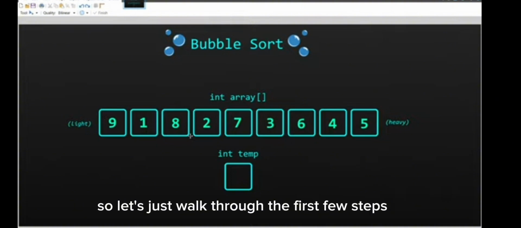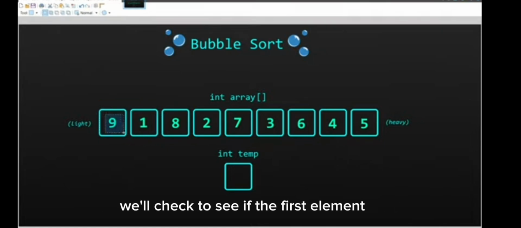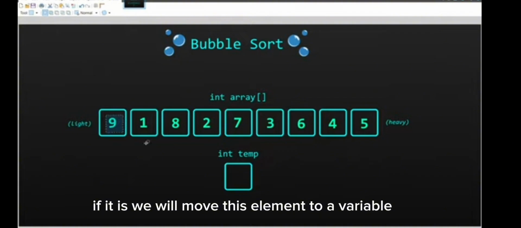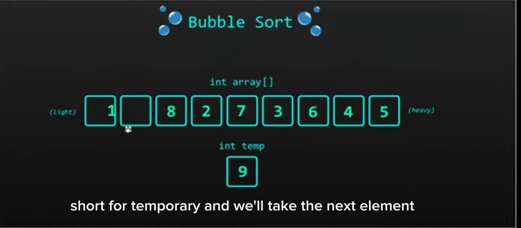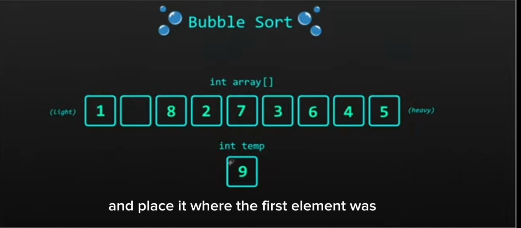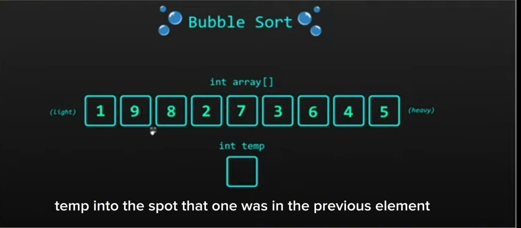So let's just walk through the first few steps. We will compare these first 2 adjacent elements. We'll check to see if the first element is greater than the second element. If it is, we will move this element to a variable, which will probably be named temp, short for temporary. And we'll take the next element and place it where the first element was, then move the value within temp into the spot that the previous element was in.